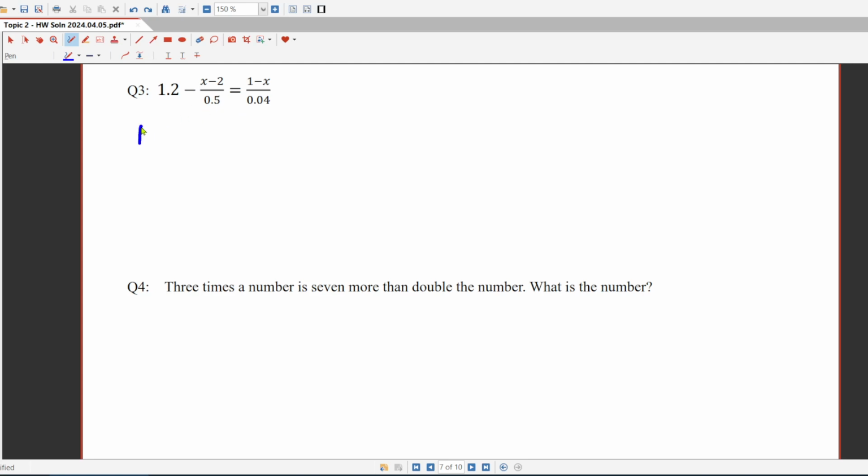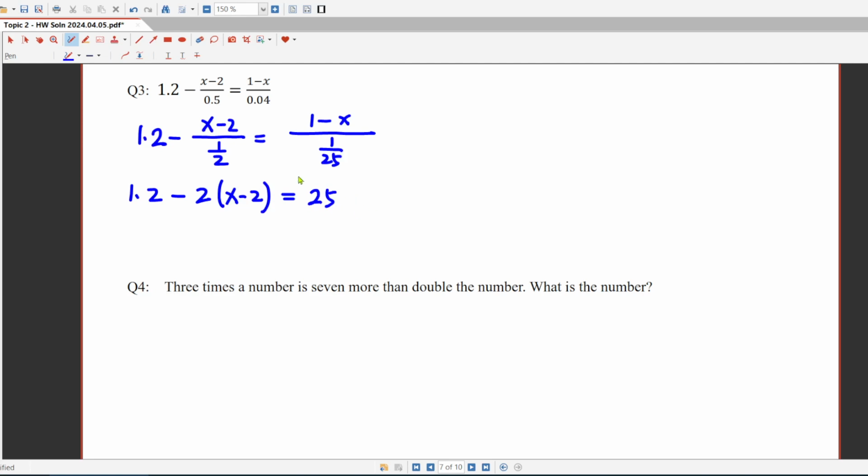Oh, sorry. Another way to do this is you can rewrite decimals using fractions. So 0.5 is 1 over 2, right? And 1 minus x over 0.04 is actually 4 over 100, right? And we know 4 over 100 is 1 over 25. Therefore, that's equivalent to 1.2 minus 2 times x minus 2, right? Divided by 1 over 2 is equivalent to multiplied by 2. And divided by 1/25 is equivalent to say that's 1 minus x multiplied by 25, right? Divided by something is equivalent to multiplied by its reciprocal. So that's 25 times 1 minus x.